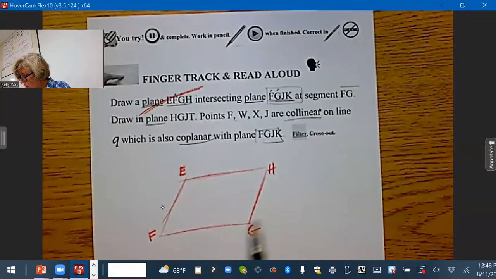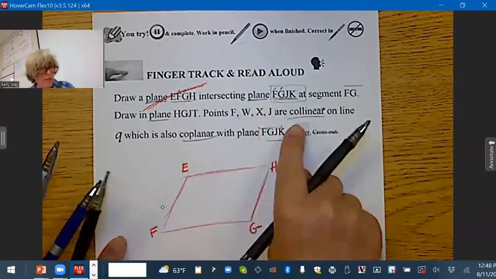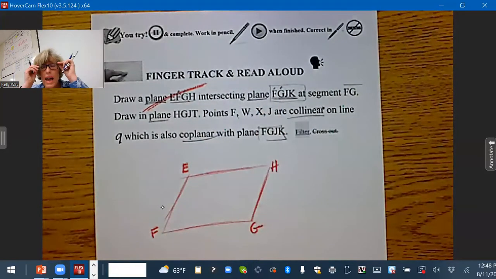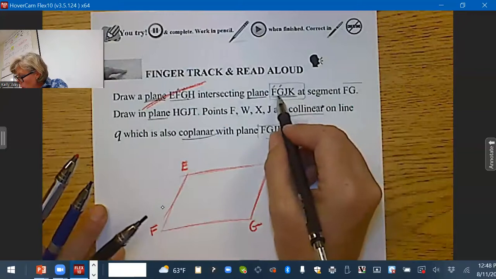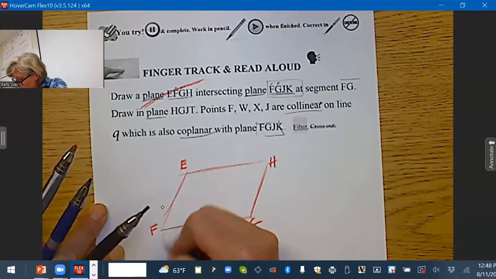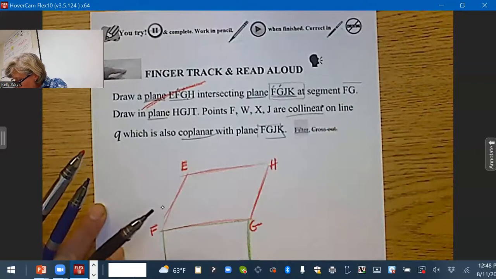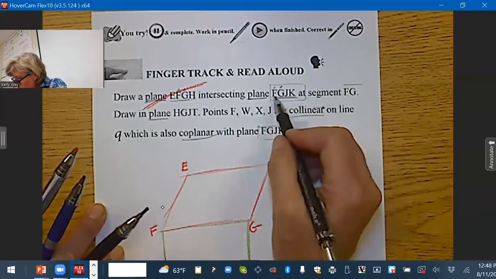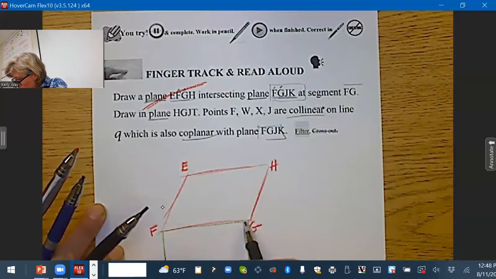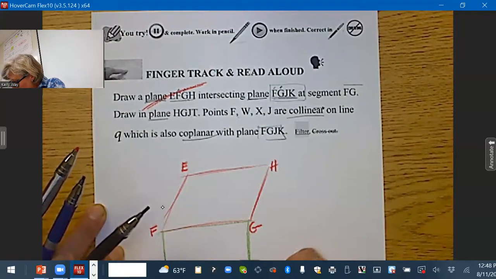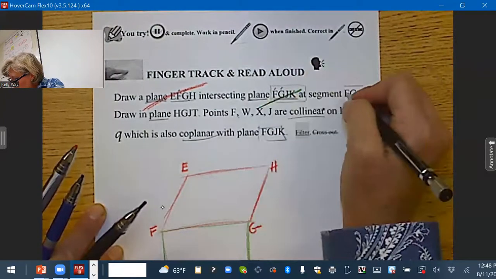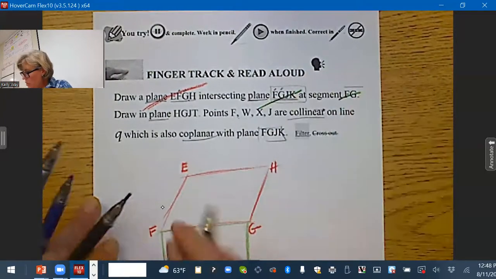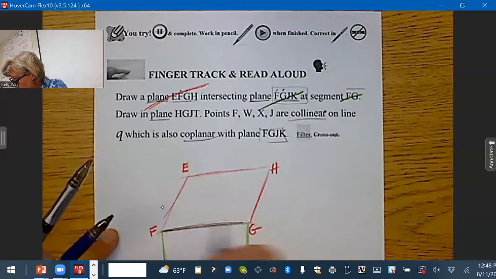at FG. Because I know I have 3 planes, I automatically know I must go into 3D. 3 planes, 3D. So I'm going to make it look FG, like we're going into a box. FG, I have to go now counterclockwise, JK. At segment FG. Notice they intersect at FG.